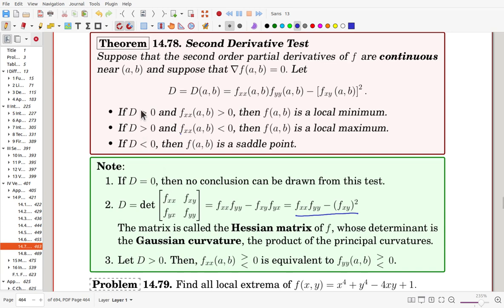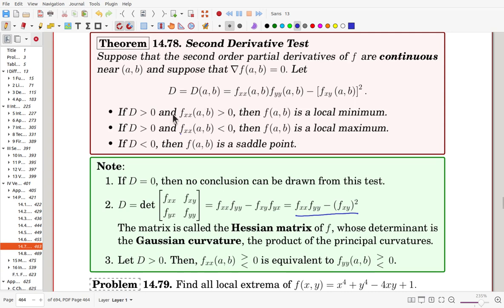So here, D is positive means that in one principal direction, the curvature is positive, and in the second principal direction, again positive, so that it can be a local minimum. Once one direction is negative, then the other direction is also negative, then again D is positive. In this case, it can be a local maximum.